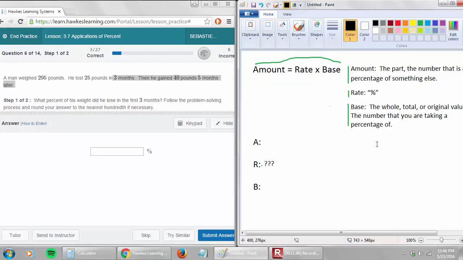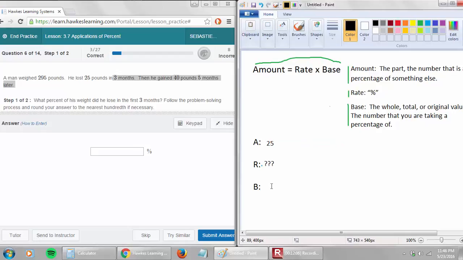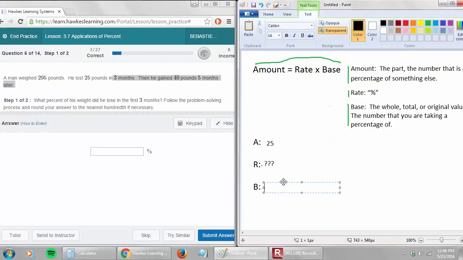So he originally weighed 295 pounds. He lost 25 pounds. That 25 pounds that he lost is part of his original weight. And his original weight should tell you base. So the 25 pounds is my amount, and the base is 295. Oops, that didn't type. Sorry. There we go. So let's go ahead and write our formula. Amount equals rate times base.